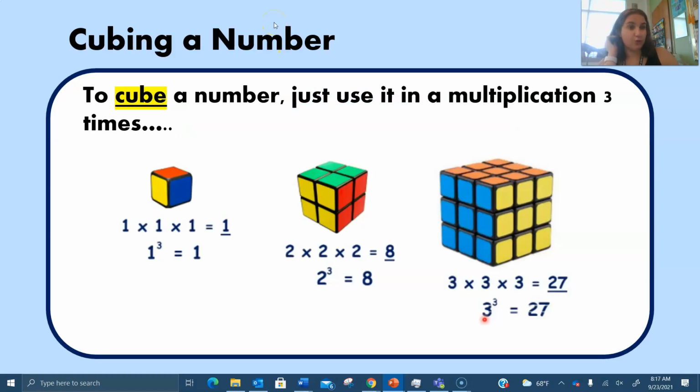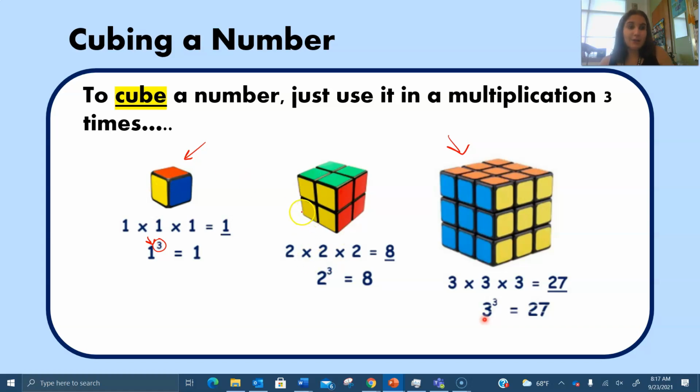Cubing a number. So what does a cube mean? You might think of a Rubik's cube. It's in the shape of a cube. The length, the width, and the height are all the same size. So to cube a number, you multiply 3 times. If we have our little 1 by 1 by 1 cube, 1 times 1 times 1 equals 1. So 1 cubed, and we use this little exponent of 3, is 1. There's just 1 cube here.